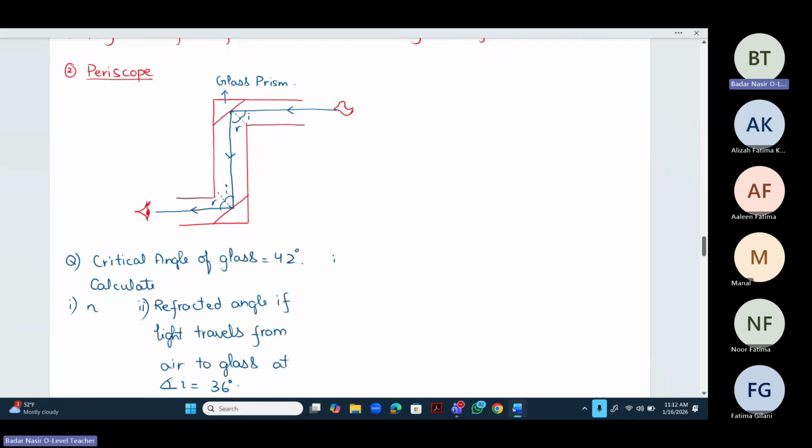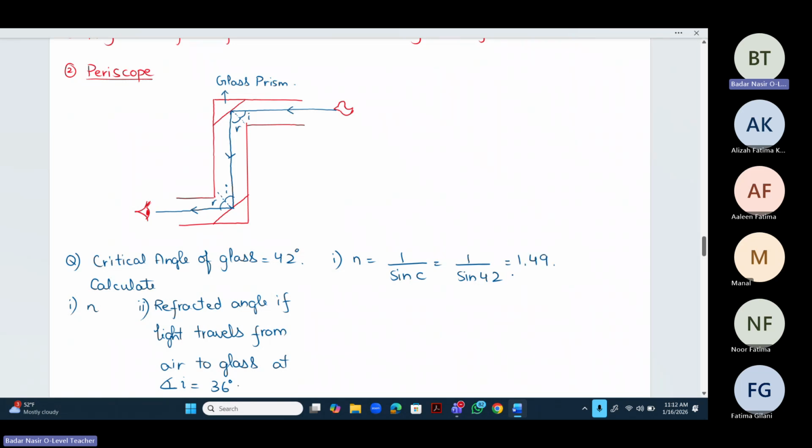So in the first part we have to calculate its refractive index. We'll use the second formula for the refractive index, that is n equals 1 over sine c, where c is the critical angle. So the value of c is 42. So we will get 1 over sine 42. Let's put this value on the calculator. 1 over sine 42, we get 1.49.